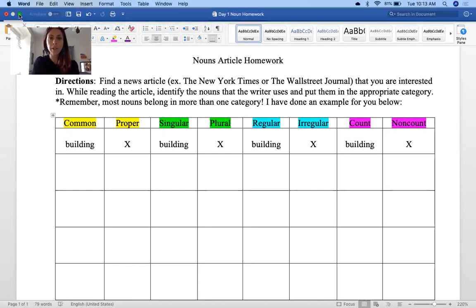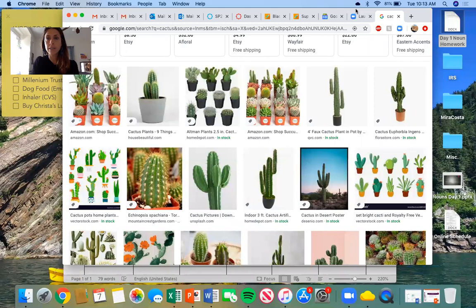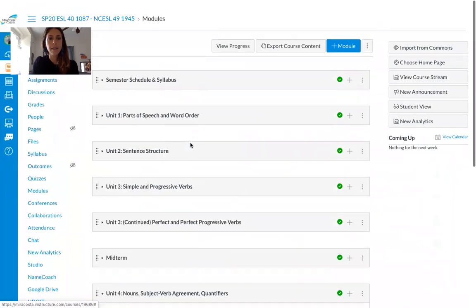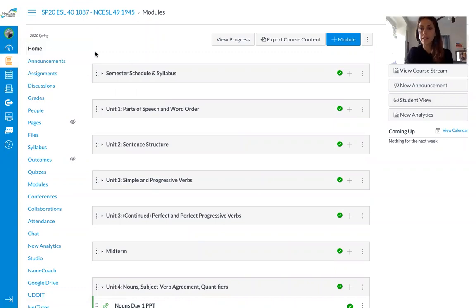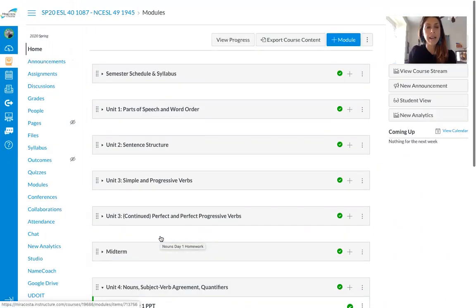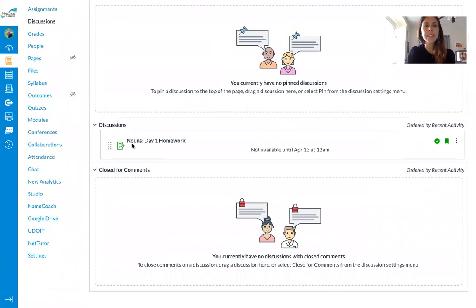So how are you going to do this? This is on Canvas, so I'm going to show you guys Canvas. Okay, we are now on Canvas. So your homework is down here under Unit 4. You can access it there. But how we're going to submit our homework, which is worth 10 points, because I'm trying to give us some points to build up our grades, is we go to discussions, and it says nouns, day 1 homework. So I'm going to click into this.